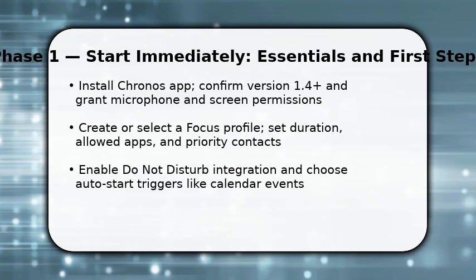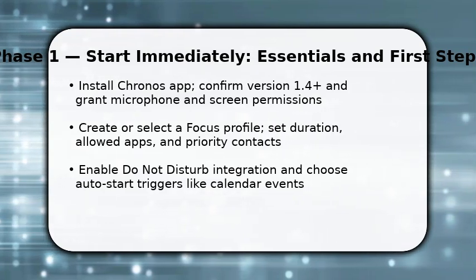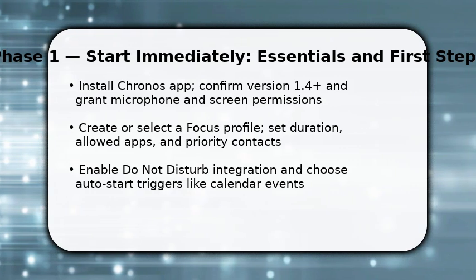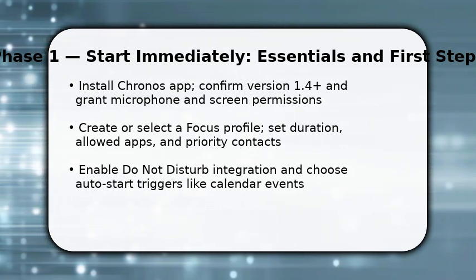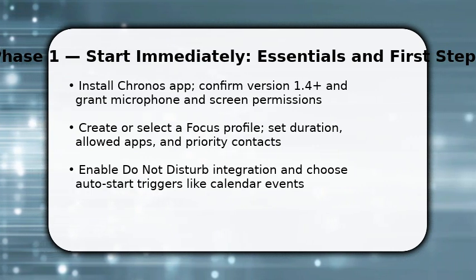Enjoy the video. You begin by opening Chronos and confirming it's version 1.4 or newer, this ensures feature parity. Next, create a focus profile and set a clear duration, allowed apps, and priority contacts.